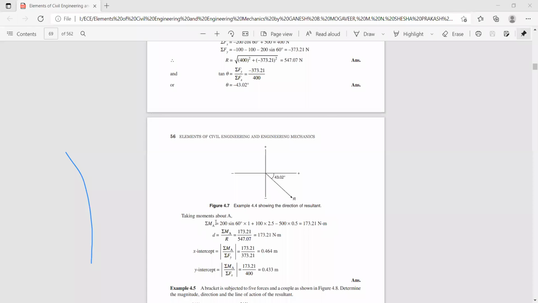Once you calculate the sum of moments, that is R into d is equal to sigma MA, thereby we'll get the value of d. I think here it is again d. There is a printing mistake, because the sum of moments is 173.21, and if it is divided by the resultant value, it will be something like 0.23 something, because 173 divided by 540.